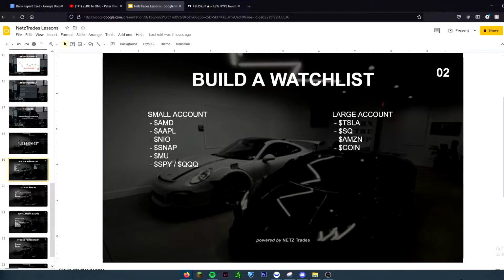For larger accounts, you have Tesla, SQ, Amazon, Coin. When you have a large account, you can pretty much trade anything you want. You could even trade the ones for small accounts, so it doesn't really matter, but those are some of the ones more commonly traded by people with bigger accounts, because they have options in the $5 range, $10 range plus. But the main point I want to focus on is that it's good to start building a watch list and constantly trading the same names. That way you familiarize yourself with those stocks.